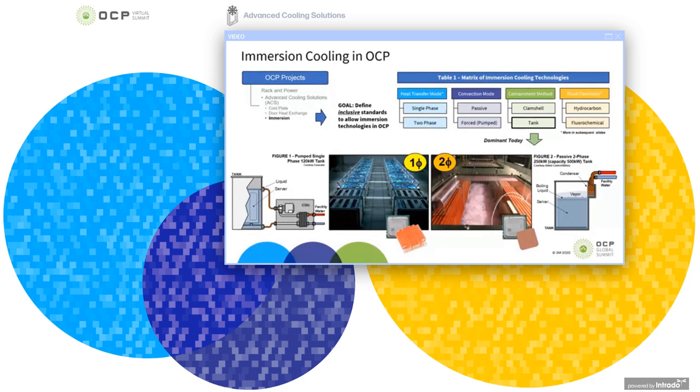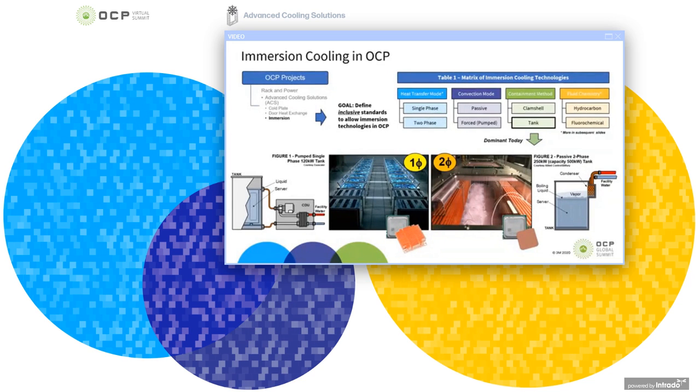The chart at left shows how the immersion cooling workflow fits into the OCP project. Its goal is to define inclusive standards that allow the adoption of immersion cooling in the OCP community. Table 1 at right here is showing how different immersion technologies can be categorized based on the heat transfer mode, whether it's single or two-phase. The convection mode, do we have a pump or is it passive? The containment method, is one server enclosed in a clamshell or are there many servers together in a tank? And lastly, the fluid chemistry, be it fluorochemical or hydrocarbon.